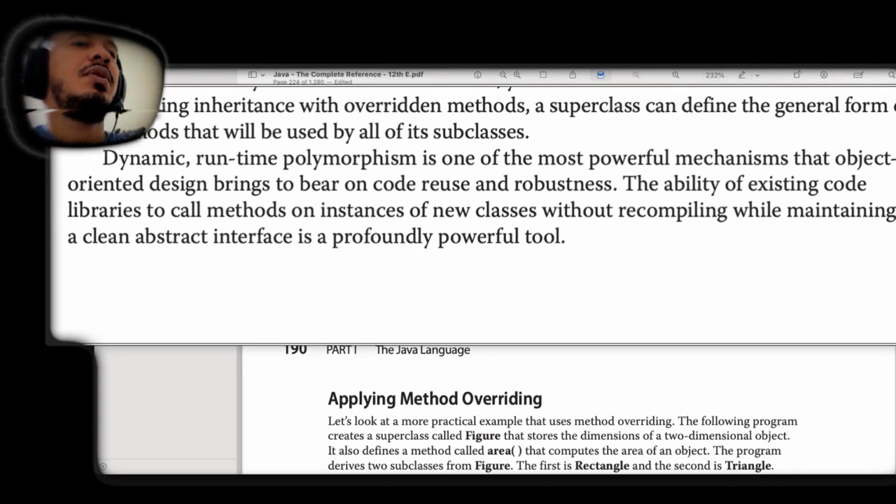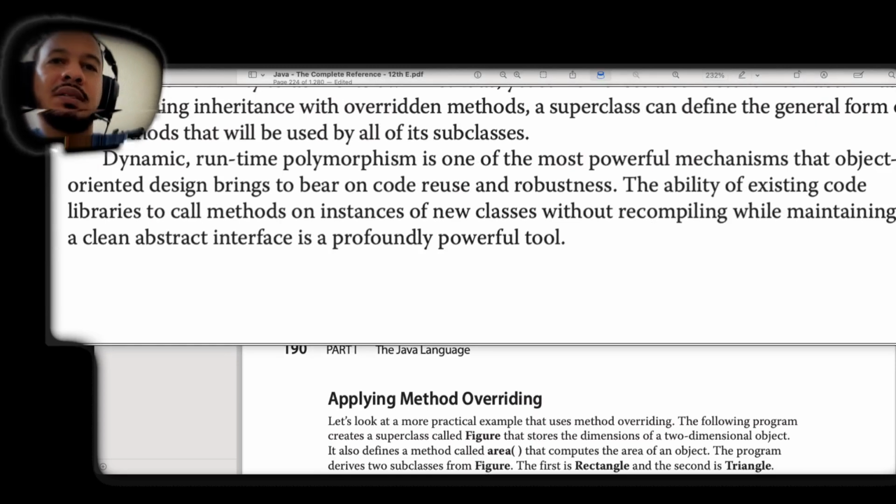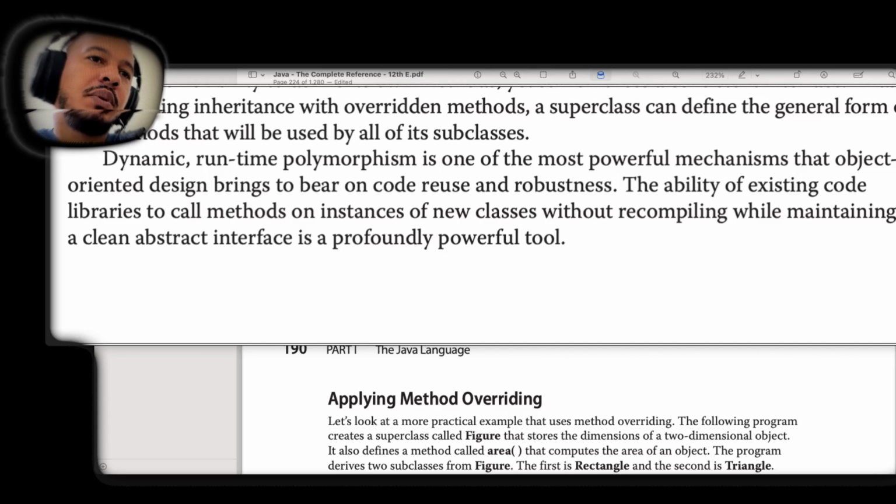Dynamic runtime polymorphism is one of the most powerful mechanisms that object-oriented design brings to bear on code reuse and robustness. The ability of existing code libraries to call methods on instances of new classes without recompiling, while maintaining a clean abstract interface, is a profoundly powerful tool.